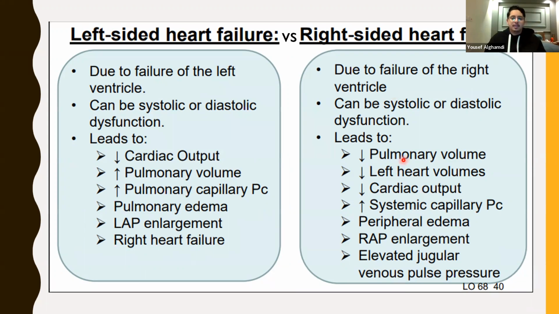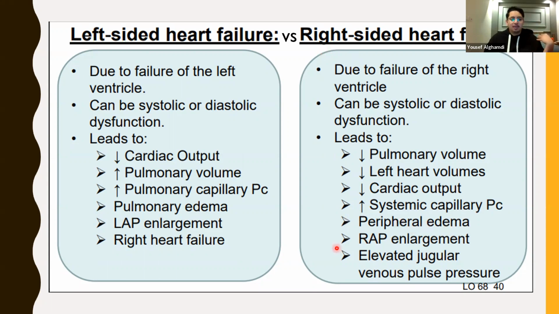So in right-sided heart failure, your central venous pressure is increased, okay? That will lead to an increase in systemic capillary hydrostatic pressure and peripheral edema, okay? So your systemic capillary hydrostatic pressure will increase and you'll have peripheral edema. So in left-sided heart failure, pulmonary edema. In right-sided heart failure, peripheral edema, right? It only makes sense, right?